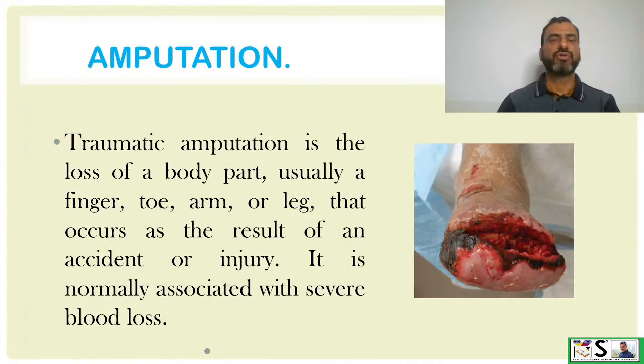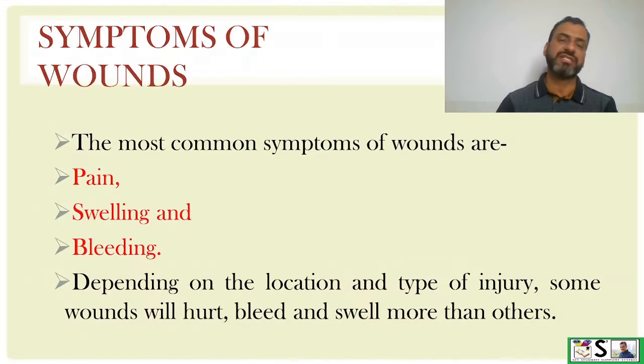Amputation. Traumatic amputation is the loss of body part, usually a finger, toe, arm, or leg, that occurs as a result of an accident or injury. It is normally associated with severe blood loss because blood vessels are also cut.